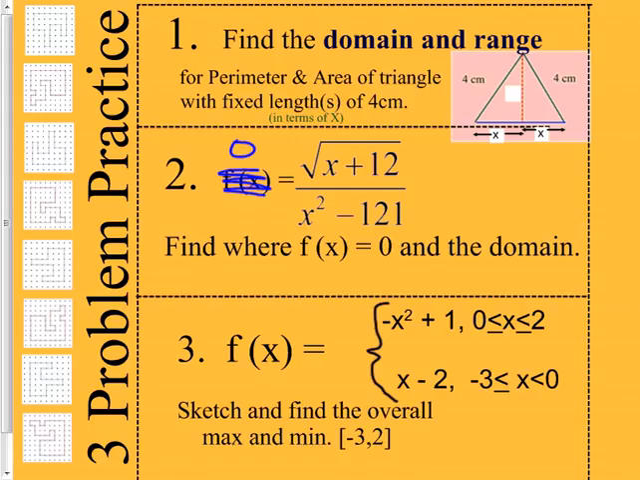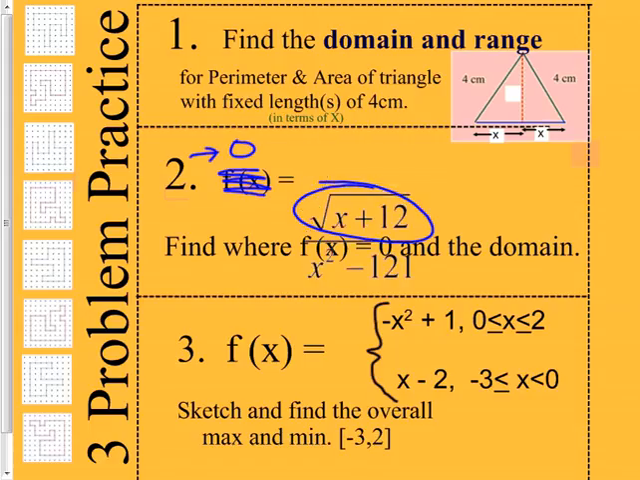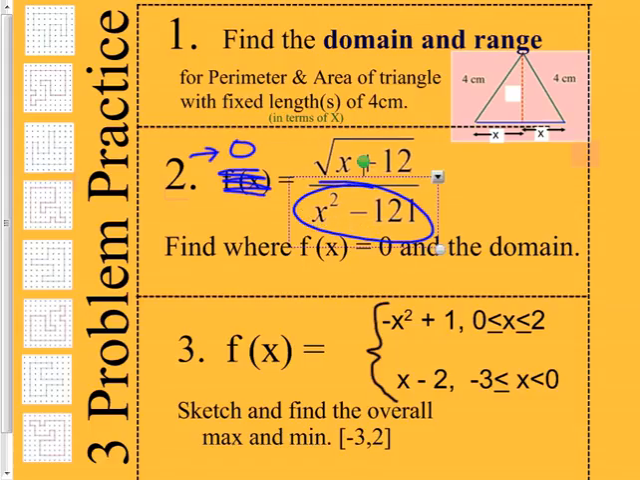Let me just ask you this. Do you think you want the top to be 0, or do you think you want the bottom to be 0? You want the top to be 0. And you don't want the bottom to be 0, right? Because if the bottom was 0, it wouldn't equal 0. It would equal undefined. So we want the top to be 0. So really, all you'd have to do is take that part, the square root of x plus 12, and set it equal to 0. That's how you'd find where the whole fraction is equal to 0 if the top was 0.